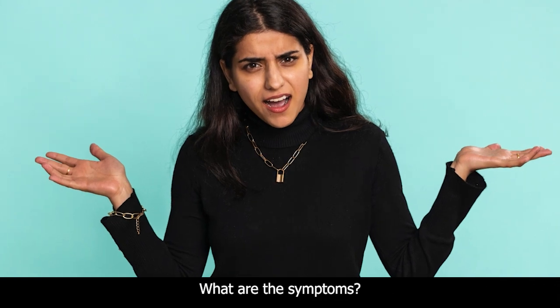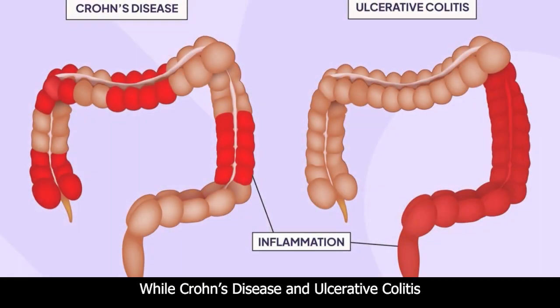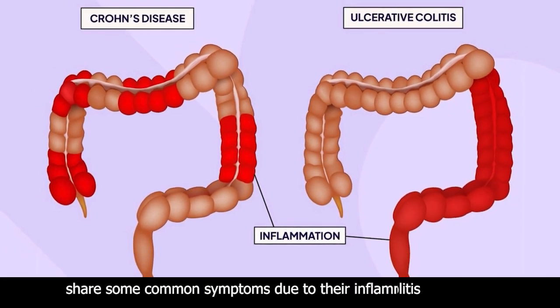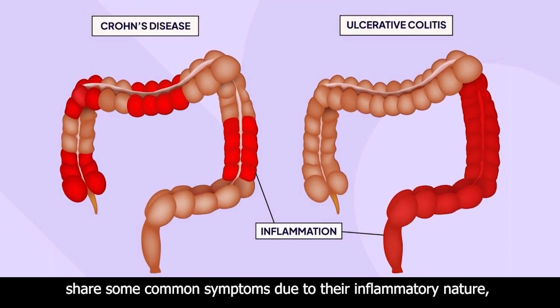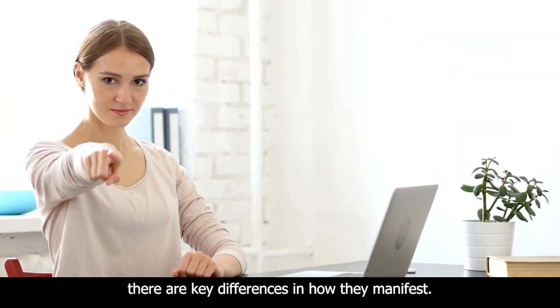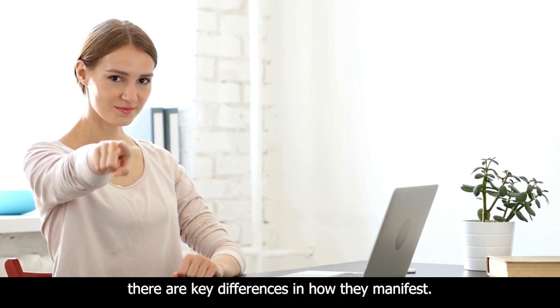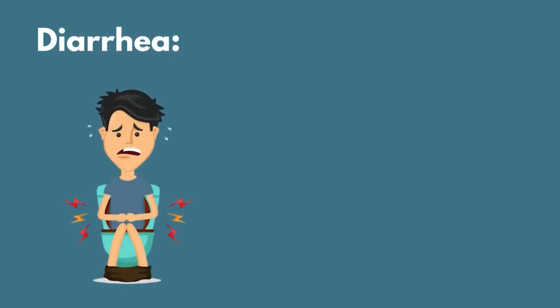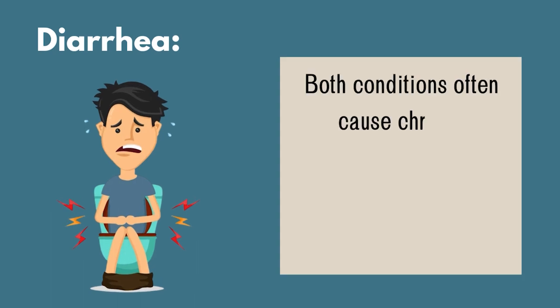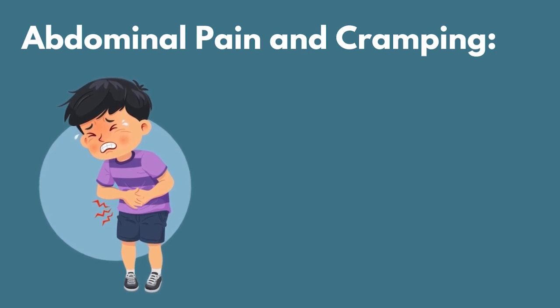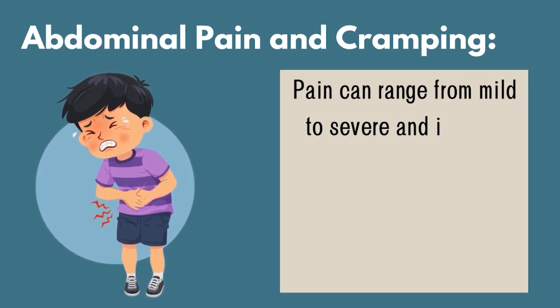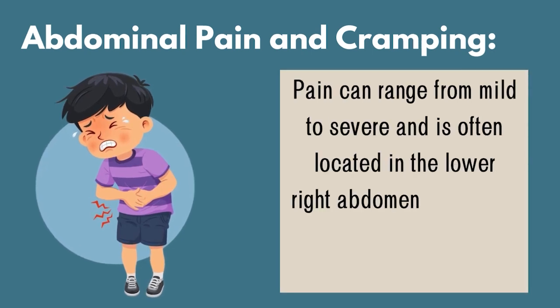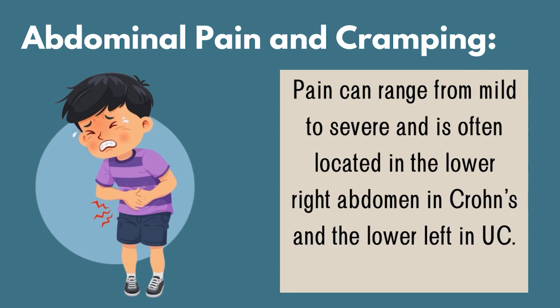What are the symptoms? While Crohn's disease and ulcerative colitis share some common symptoms due to their inflammatory nature, there are key differences in how they manifest. Common symptoms include diarrhea. Both conditions often cause chronic diarrhea. Abdominal pain and cramping. Pain can range from mild to severe and is often located in the lower right abdomen in Crohn's and the lower left in UC.